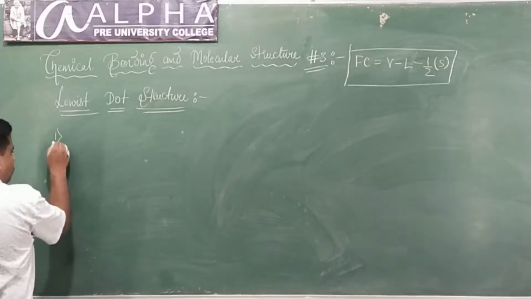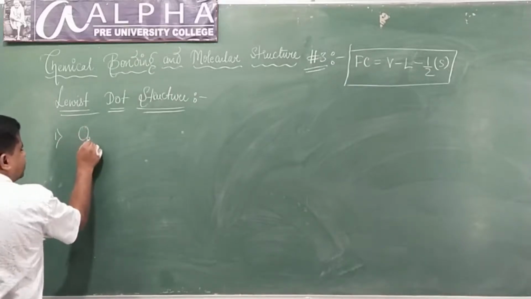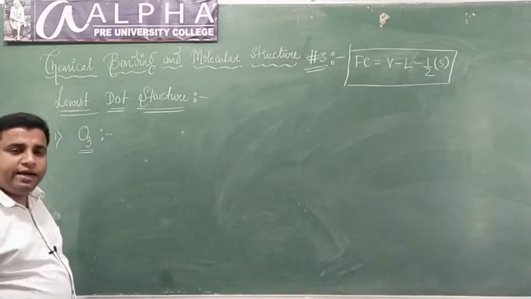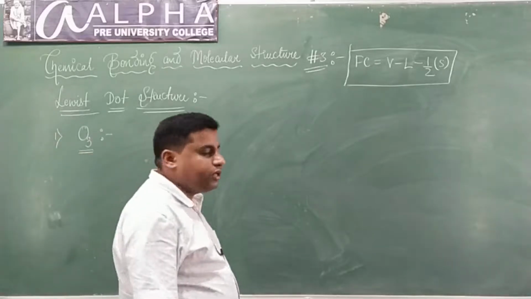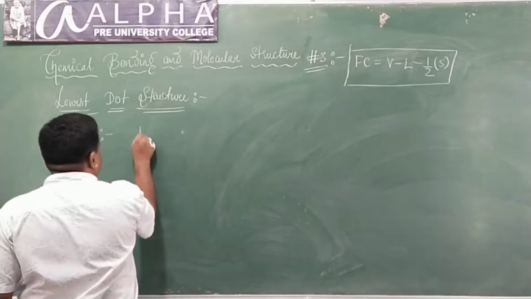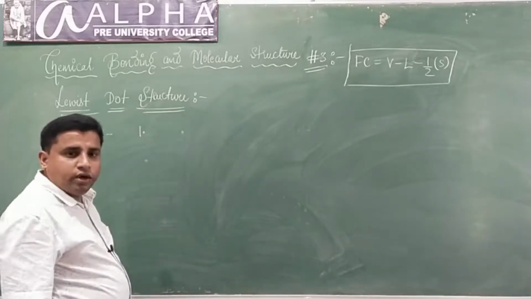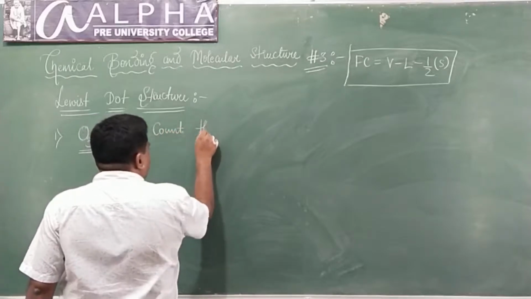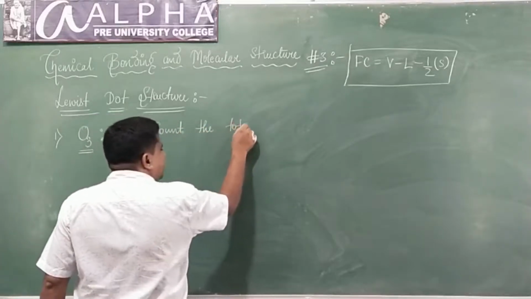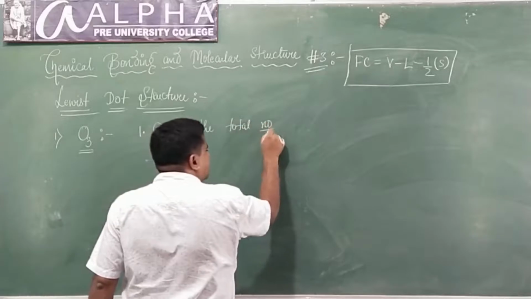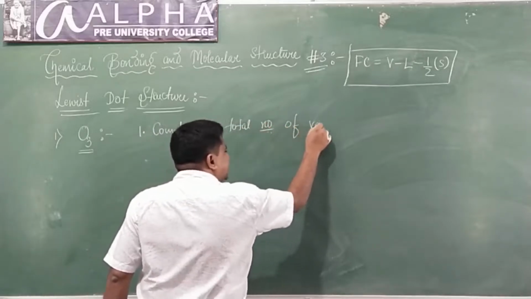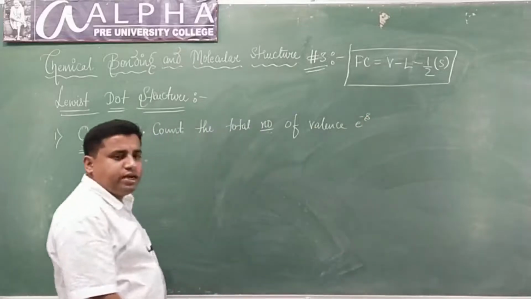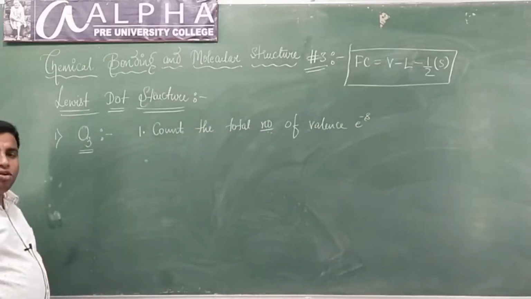I will tell you how to write the Lewis dot structure of the ozone molecule. See this, the first rule says, count the total number of valence electrons. That is the first rule. Count the total number of valence electrons.